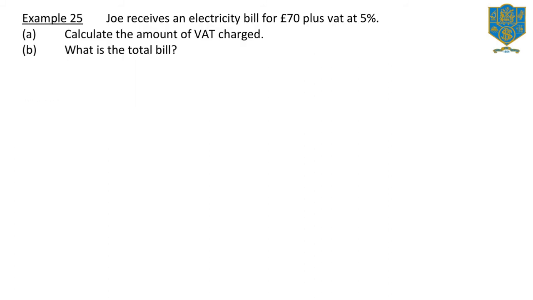So we're now going to look at a couple of examples on VAT. And VAT is value-added tax, which is another way the government can get money through the sales of goods and items. So Joe receives an electricity bill for £70 plus VAT at 5%. Calculate the amount of VAT charged. So we need to work out 5% of 70. So to do that, we multiply by 0.05. So 5% as a decimal is 0.05. And doing that, we get £3.50.